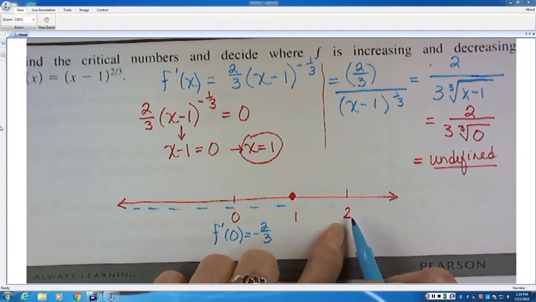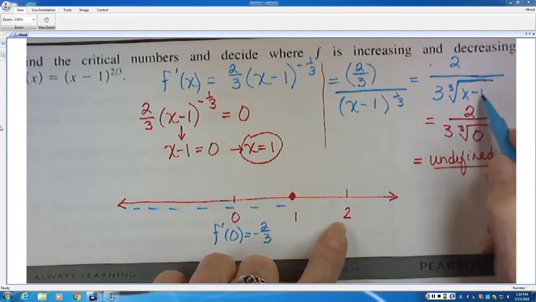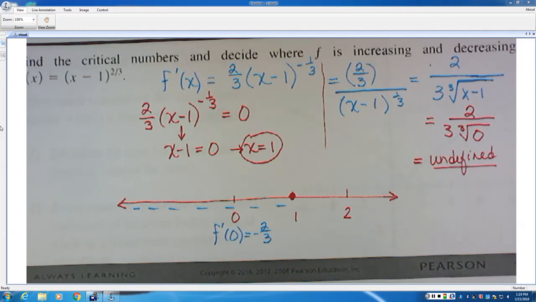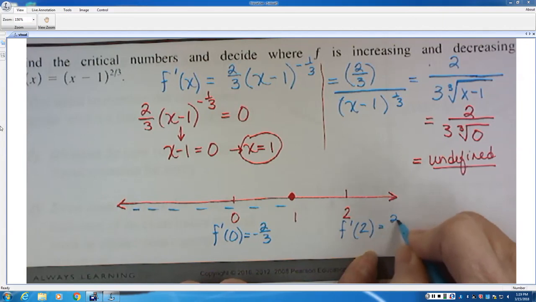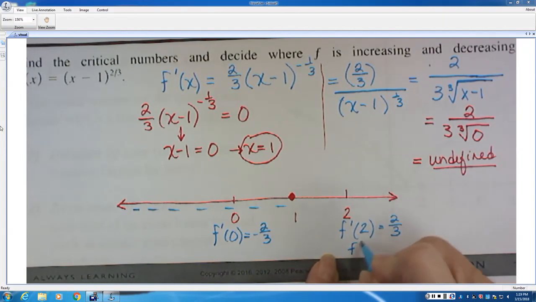So then we look on the other side and we say, what about 2? Okay, 2 minus 1 is 1. What's the cube root of positive 1? 1. Okay, it's 1. And 3 times 1 is 3, and 2 over 3 is 2/3. So f prime of 2 is kind of like you expected it to be, positive.